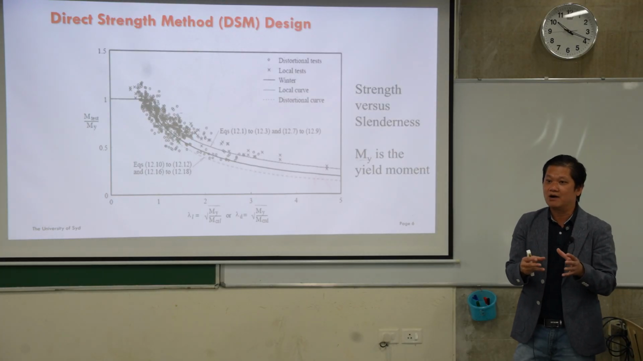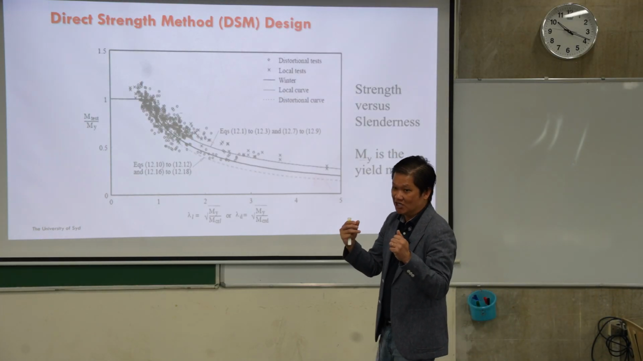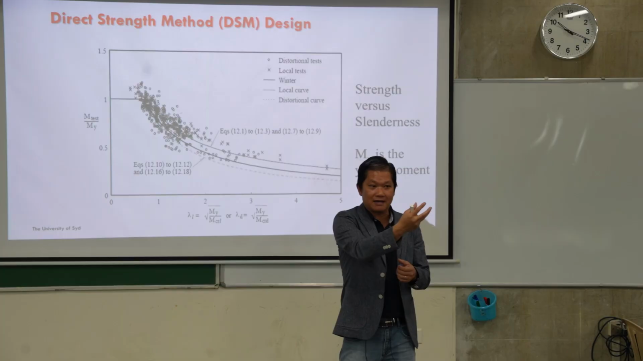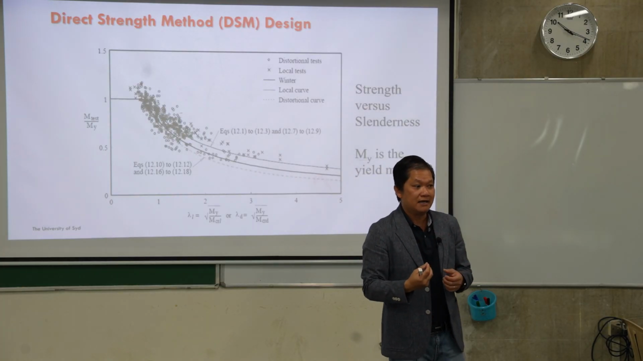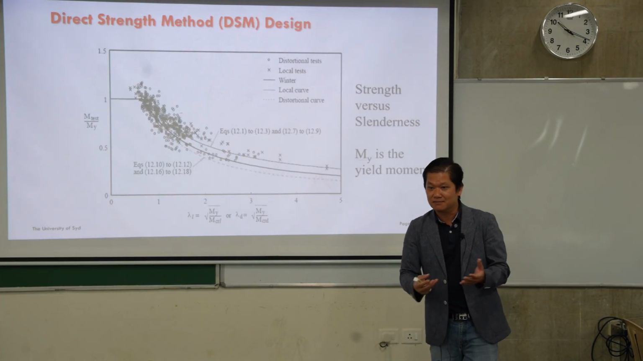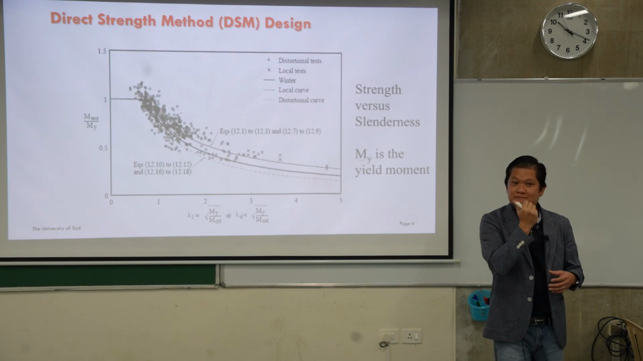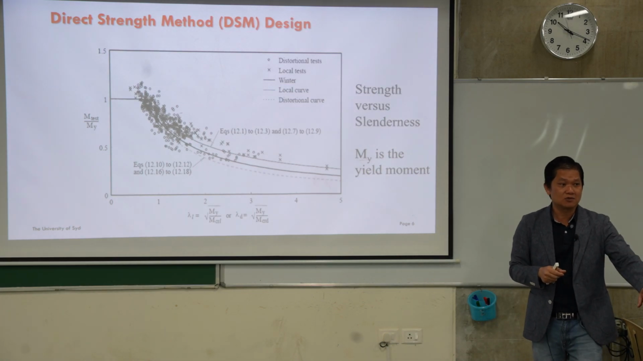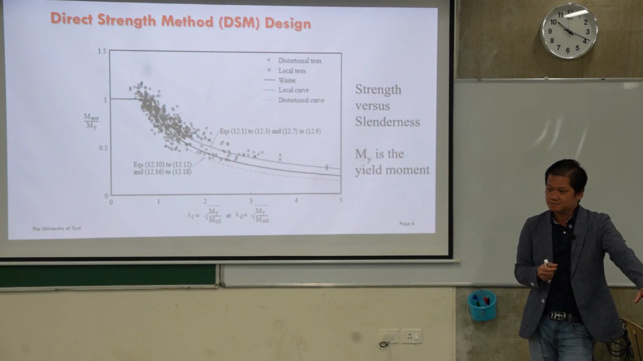It's not working that way. So in order to get a generic equation, we need to collect the data from everywhere. The more it is, the better. So we can calibrate and get the equation to get a generic equation.